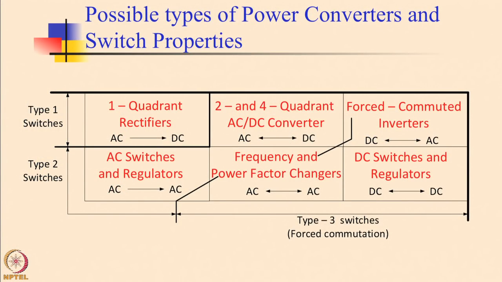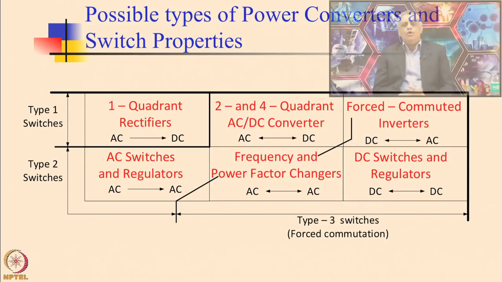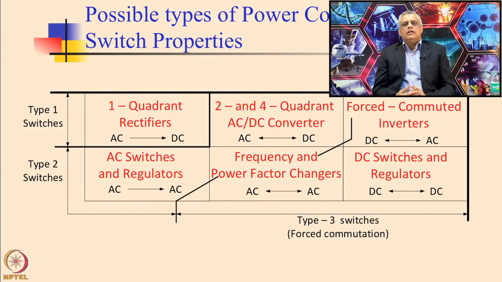But if you go to the second and fourth quadrant AC to DC conversion operation, you will need type 2 switches such as thyristors, as we will see. Several frequency changers and AC voltage regulators can be done with type 2 switches, and part of these can be realized with force commutated inverters. Similarly, the DC switching and regulators, the DC to DC converters, are realized with type 3 switches, the IGBTs, the MOSFETs and the BJTs, or with type 2 switches, the thyristors, which are subjected to force commutation. So this is how we can define the various types of power converters and associate them with switch properties.